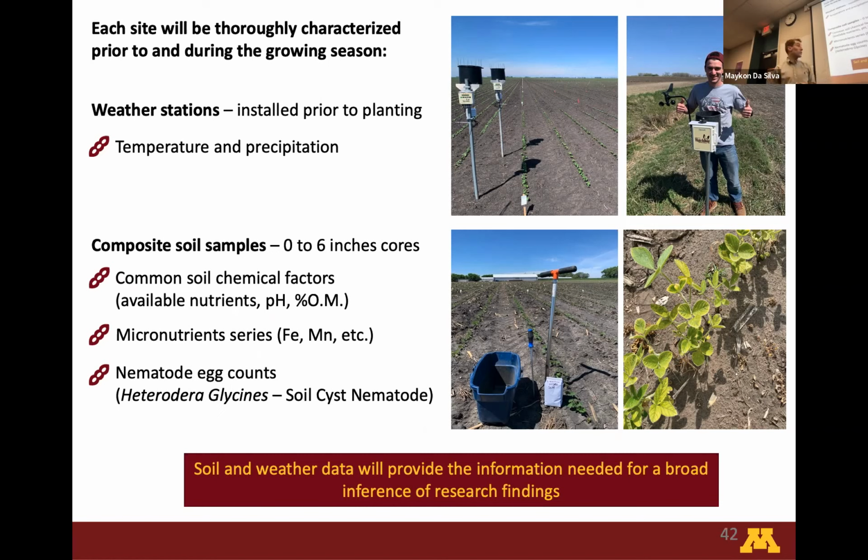Why nematode egg counts? Because Heterodera glycines causes soybean cyst nematode, and soybean cyst nematode has symptoms very similar to IDC. SCN also causes yellowing of the leaves, stunting of the growth, and in severe cases causes necrosis. So we want to make sure that what we are seeing in the field is actually IDC and not SCN, because one of our varieties is actually susceptible to SCN as well.